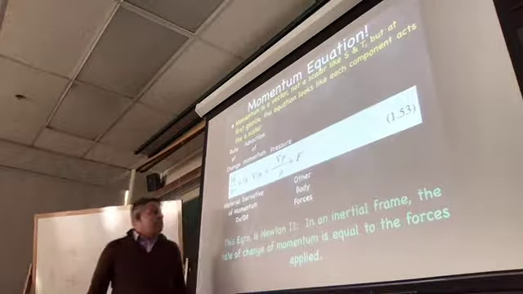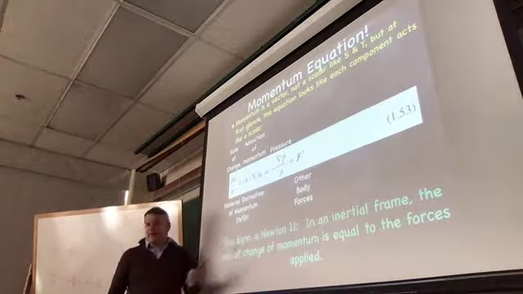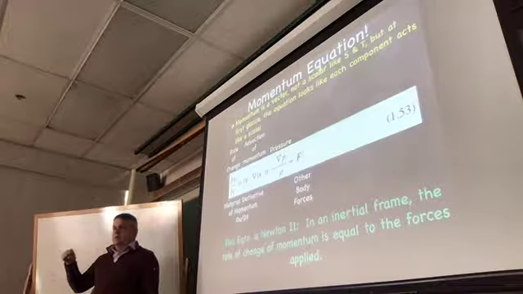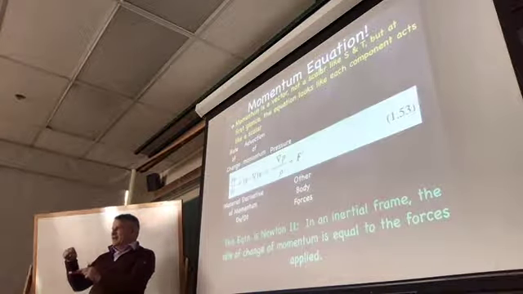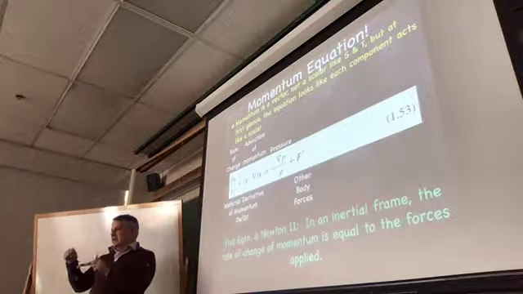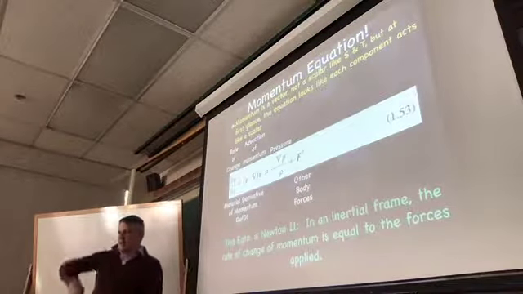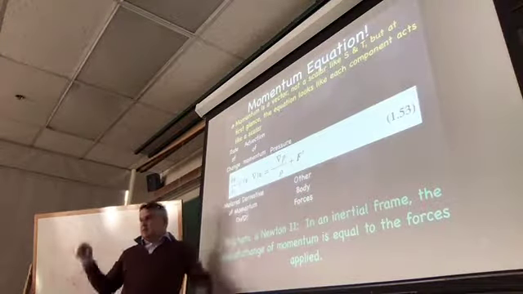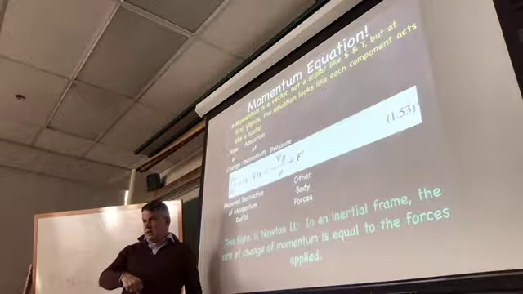Okay? So here's the rate of change of momentum, and it's the material derivative. So what does that mean? Rate of change of momentum. Now the other one. A material derivative is the derivative following the motion of the fluid. So this is like if we're riding along on a water parcel, this is the rate of change of momentum of that water parcel. Okay?